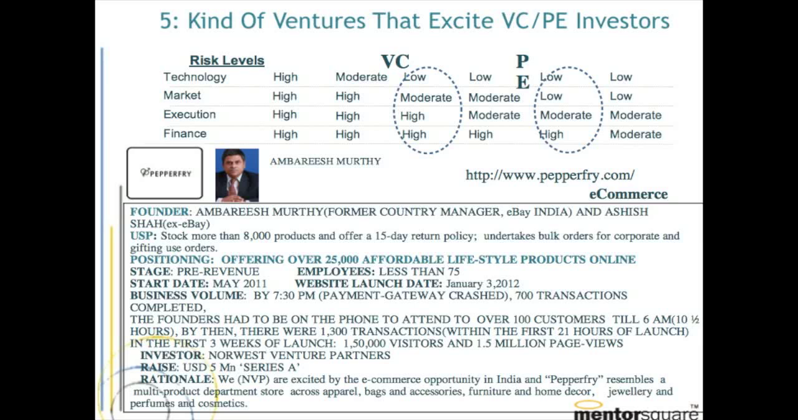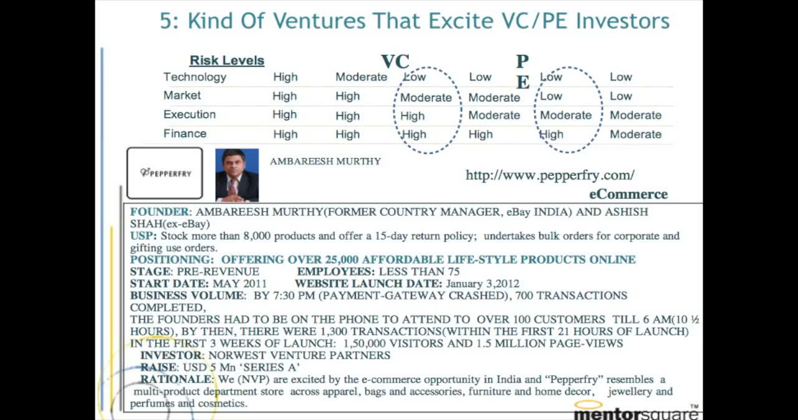This is an online retail platform. They stock more than 8,000 products and offer a 15-day return policy. They undertake bulk orders for corporate and gifting. The positioning is offering over 25,000 affordable lifestyle products online.